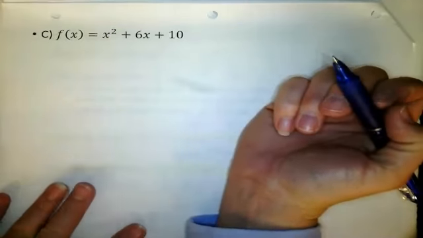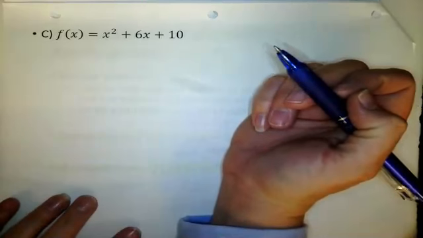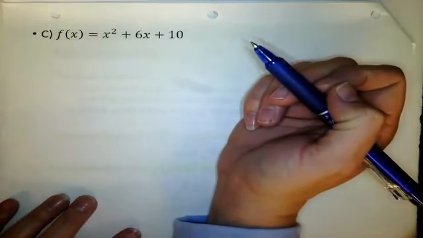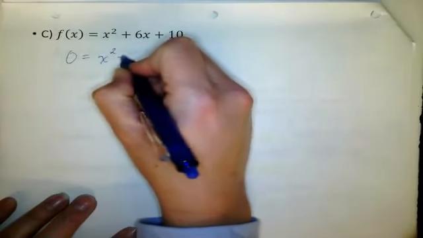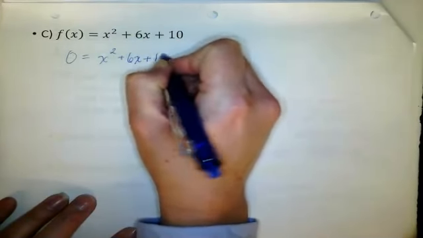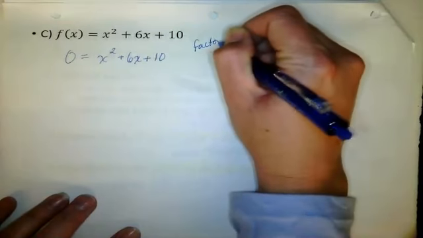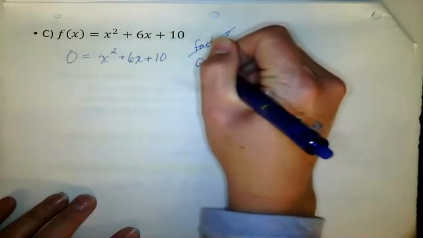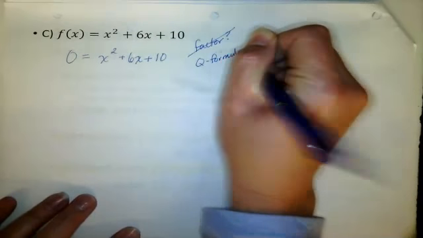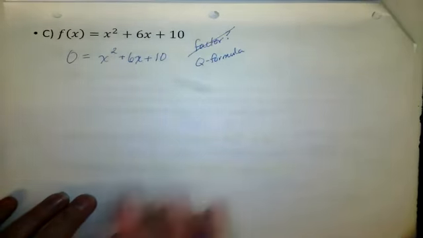Is this vertex form or standard form? Standard form. So we have x squared plus 6x plus 10. I'm going to start by finding the zeros or the x-intercepts. Does it factor? No. So that means quadratic formula, yes. So again, factor first, ladies and gentlemen. If you can factor, that's what we want to do.